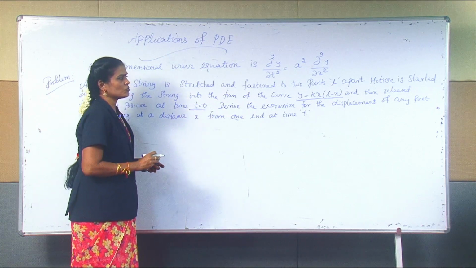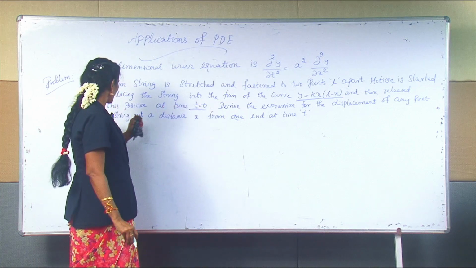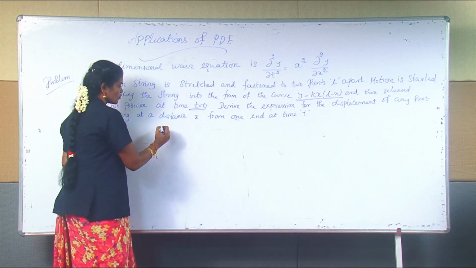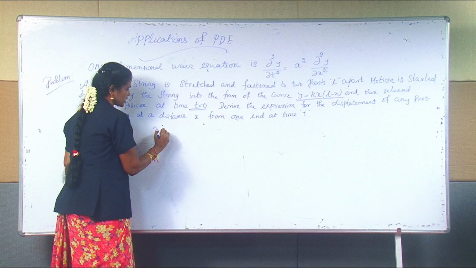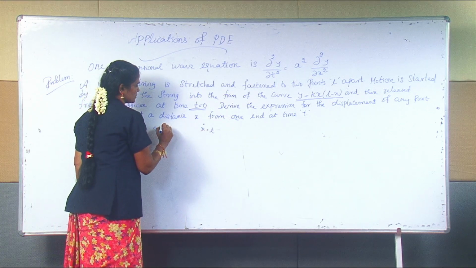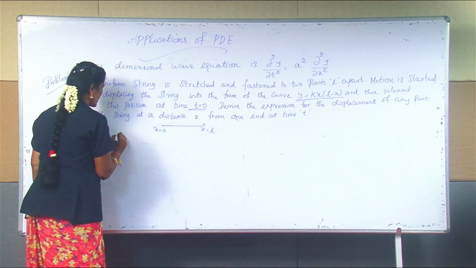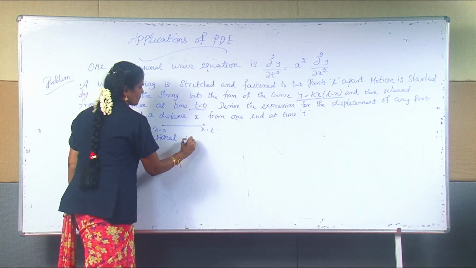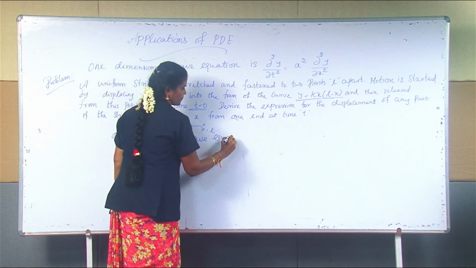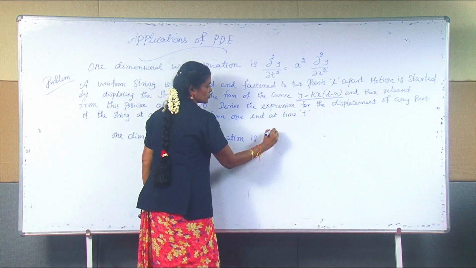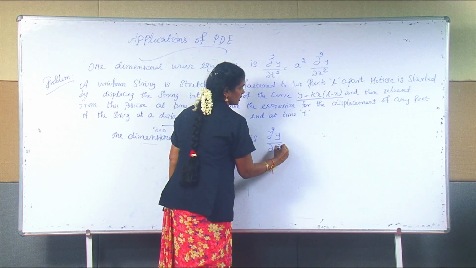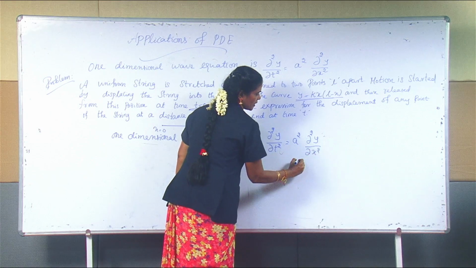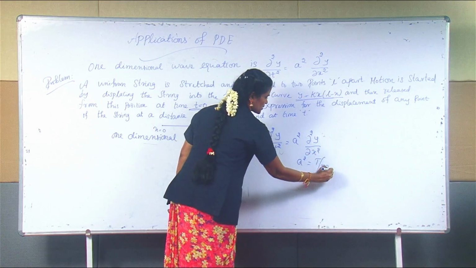Initially, at t equal to 0, derive the expression for the displacement of any point of the string at a distance x from one end at time t. So, given 2 points, you have to fix x equal to 0 and x equal to L. First, you have to consider the one-dimensional wave equation. The one-dimensional wave equation is dou square y by dou t square equal to a square into dou square y by dou x square, where a square is tension by mass.